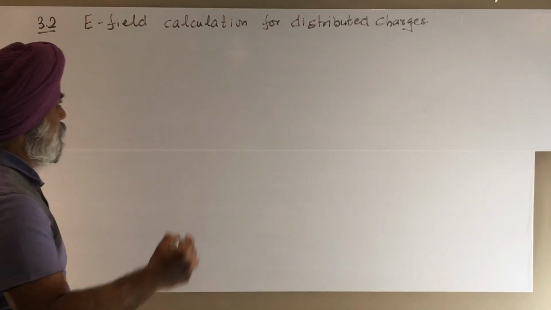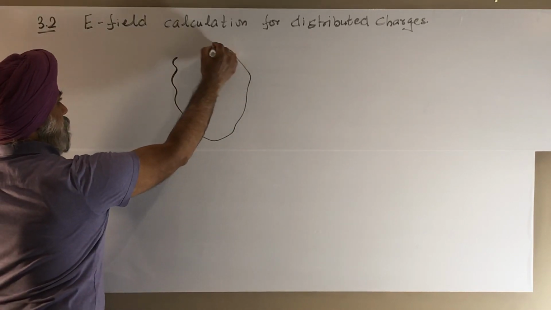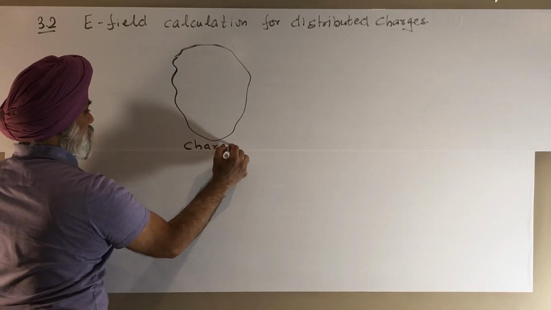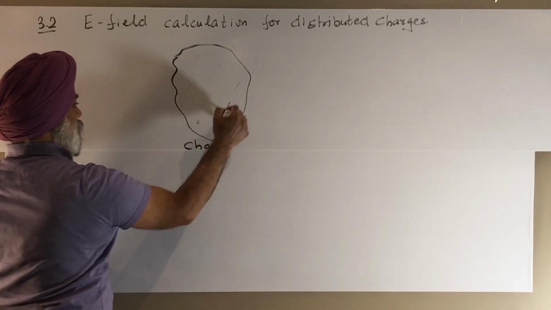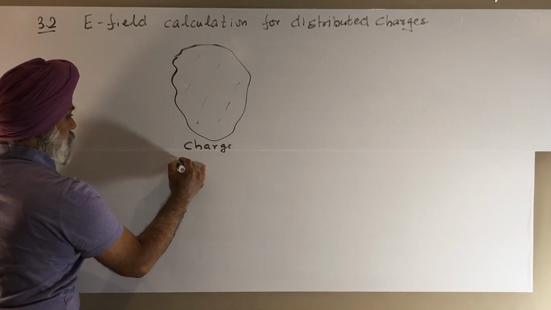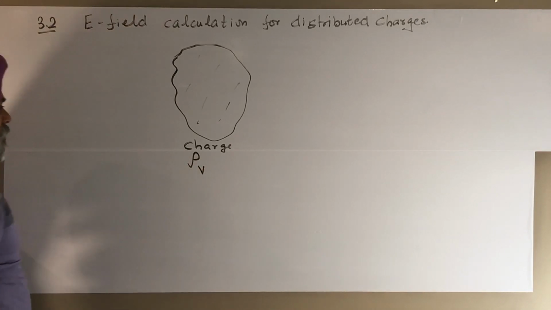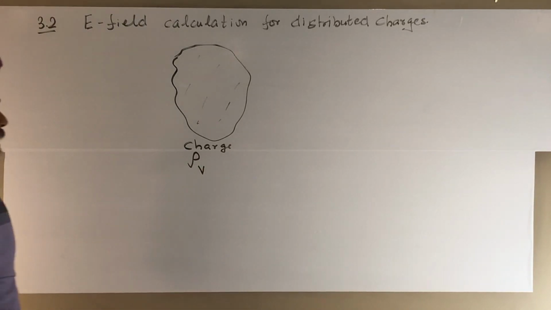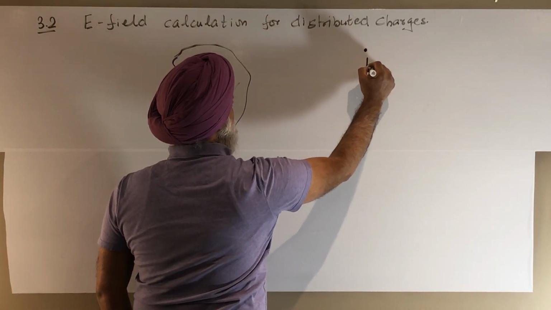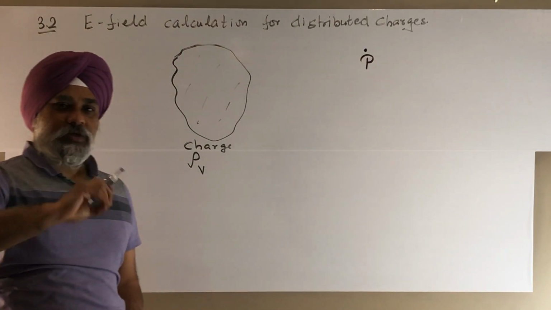So let's assume that I have some arbitrary shape over which the charge is distributed. So there is some charge which is distributed here, and the charge is distributed in volume and has a volume charge density given by rho v. And I want to go to a point P here, and at that point P, I want to calculate the electric field.